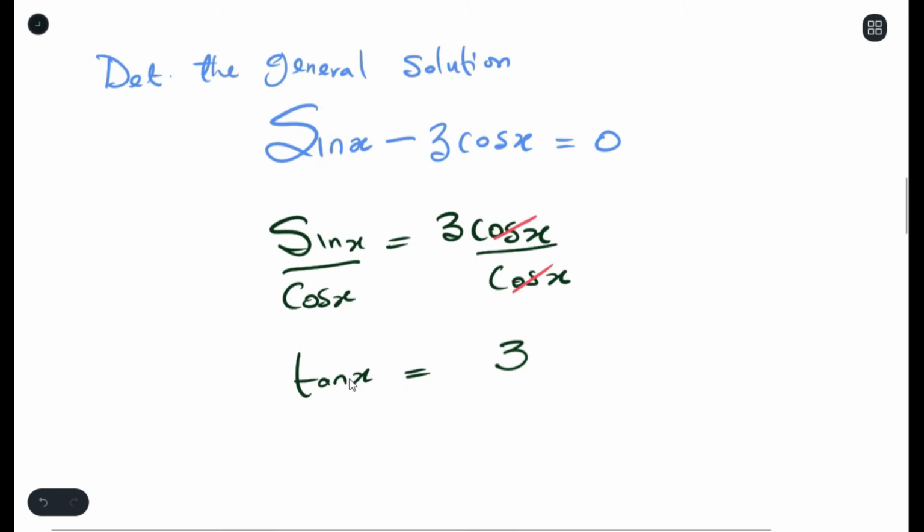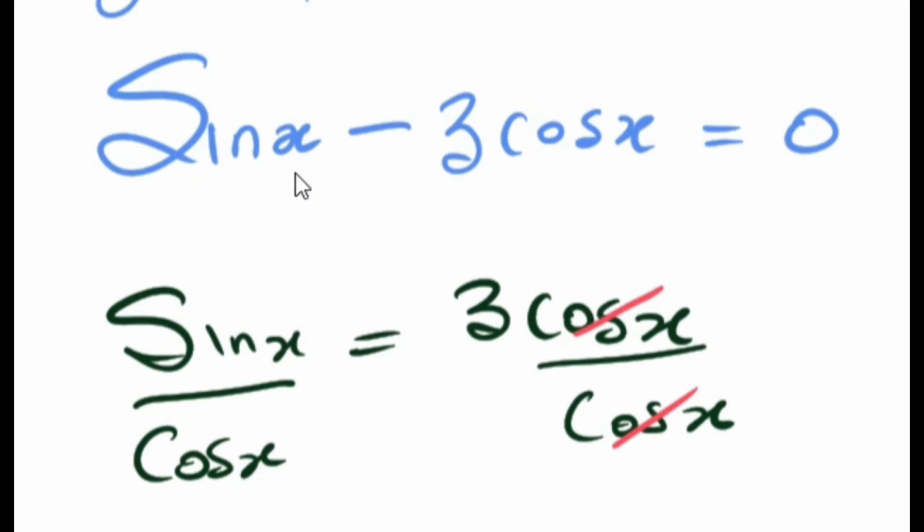The reason why we can get tan here is because we notice that the value after our sine and after our cos are the same. So as you can see, they both have x and they both have x.